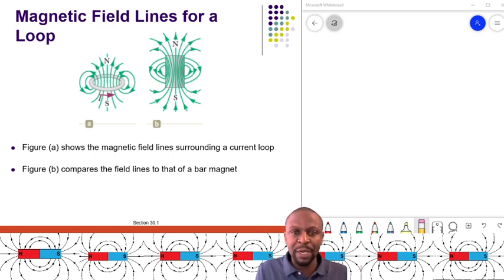Now, if the current is going that way, the magnetic field is going up like that. That is actually comparable to the north and south poles of a magnet. Even in a circular loop of wire, it seems as if this is a magnet and you have a north and a south pole as shown in this diagram, because the B field is exactly the same in both cases.